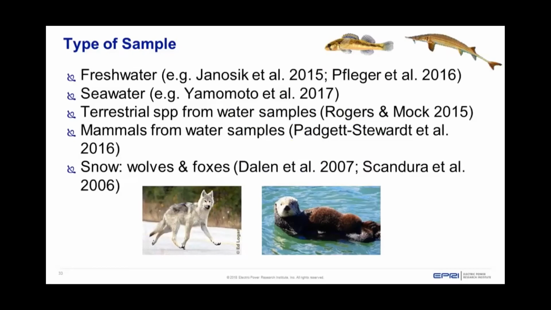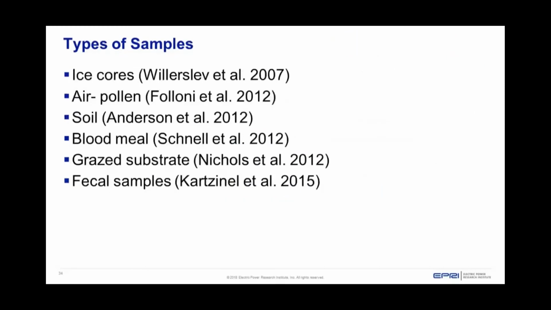There's been detection of terrestrial species from water samples, mammals from water samples, and then even from snow in terms of looking for wolves and foxes. Other types of samples include ice cores, air and pollen samples for insects and bees. Soil samples, that's sort of where eDNA originally got its start, was in soil and microbial samples, and then it's of course taken off from here. Blood meal, whether that's from ticks or other organisms, grazed substrates, and then even fecal samples. And that's sort of a baseline of eDNA as well.